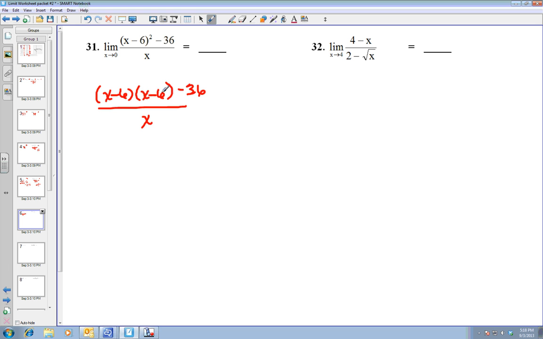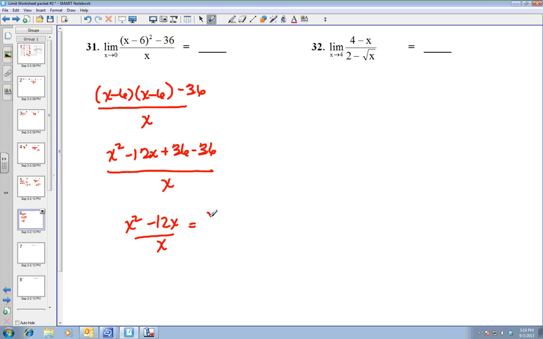When I FOIL this out, I'm going to get x squared minus 6x minus 6x, so that's minus 12x, plus 36 minus 36. So look what happens. Your 36 cancels, and I have x squared minus 12x over x. Then I can factor out an x on top. Now my x's cancel, and I have x minus 12, and I can use direct substitution. 0 minus 12, so the limit is negative 12.